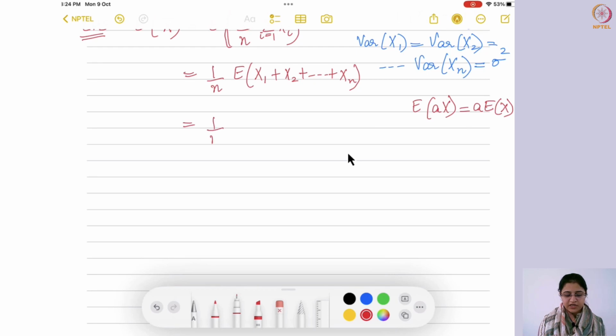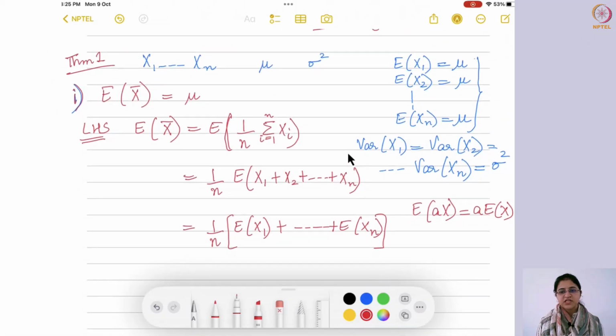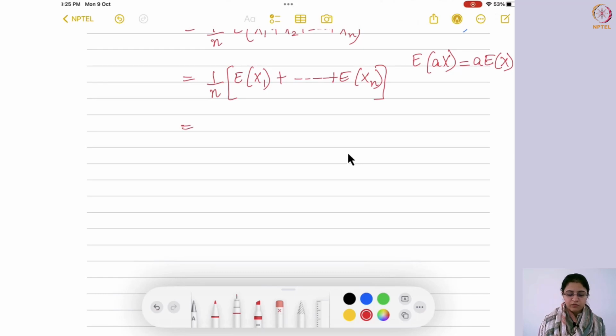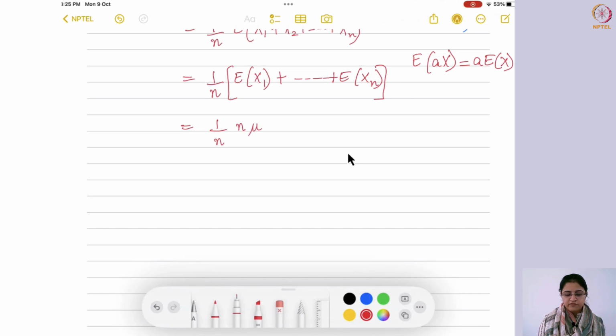Since they are independent, I can take the expectation inside, so this would be expectation of x1 plus so on up till expectation of the last one, right? Each of these xi's, we have seen just now that all of them have the same expectation because they are identically distributed. So this would be 1 over n. Each of them has the same expectation, which is mu, and these are n such terms. So this would be n times mu, which basically gives us the population mean.